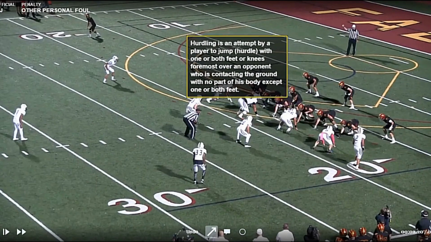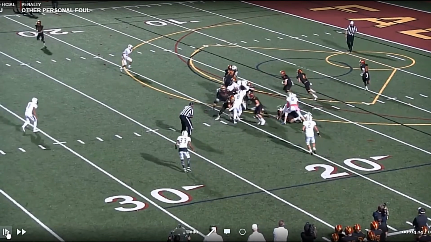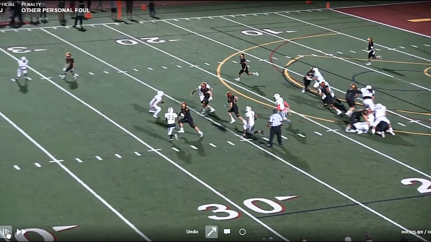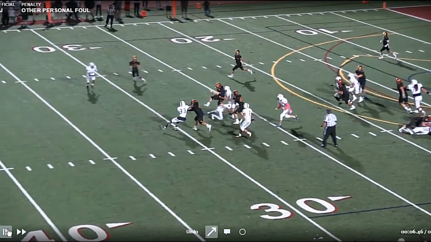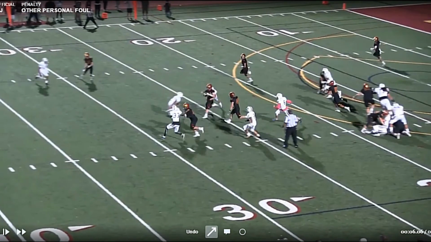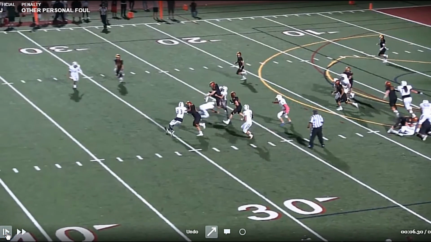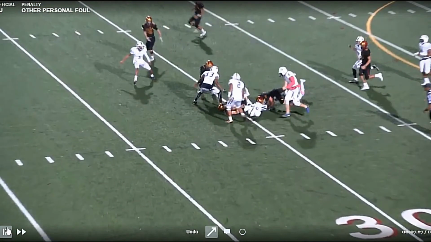Let's take a look at this one. Okay, I'm going to run it for you slow. I know that one's not the easiest to see in real time. Now watch his actions. He's approaching this player. He's getting ready to jump. Now he's actually tackled, but you can see the leg is foremost. He's going over the defender. The defender's feet are on the ground. He didn't have a knee down there. I know he's blocked on this angle by the black player, but if you see the subsequent action, his knees are off the ground. So this is a hurdle. That should be a 15-yard personal foul.